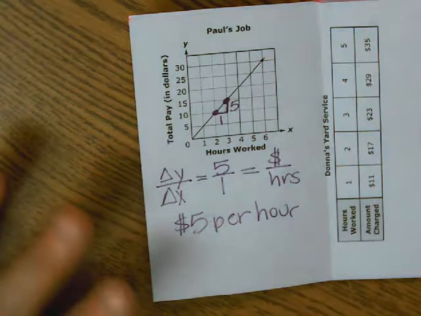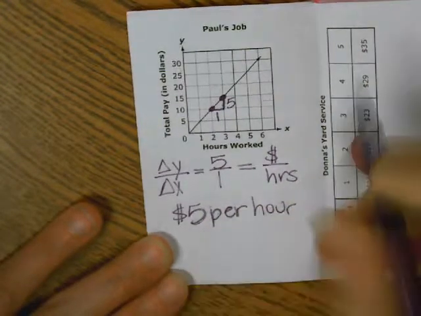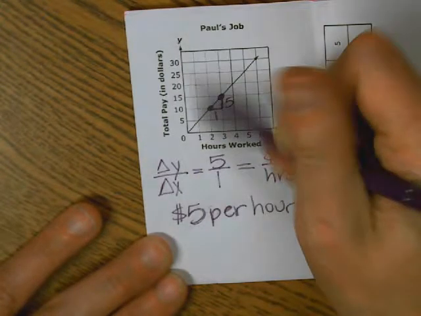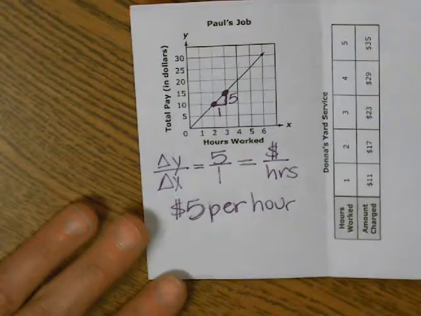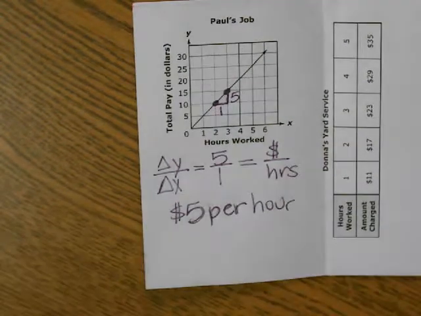And that's it. That's all you write. $5 per hour. How did we get these words? Well, we looked on the Y-axis for the Y's and on the X-axis for the X. Y is on top, X is on bottom. Okay?